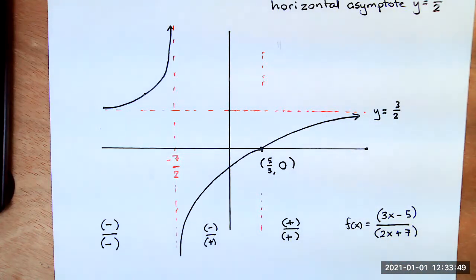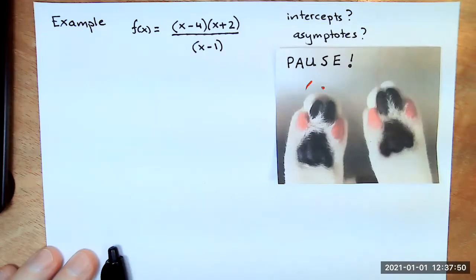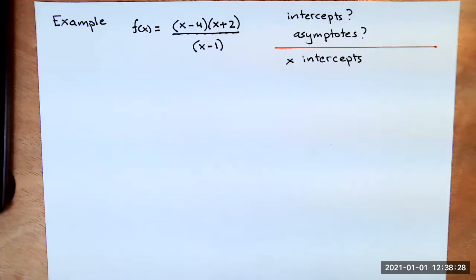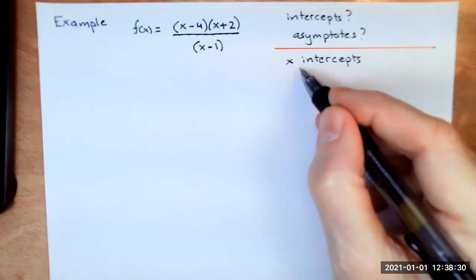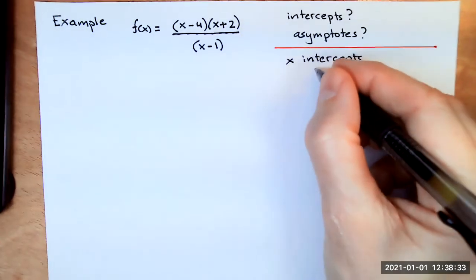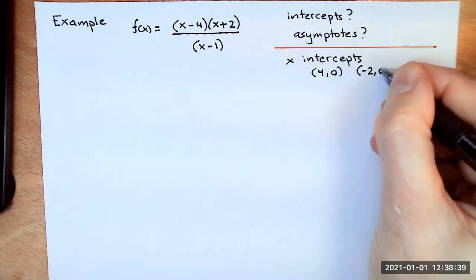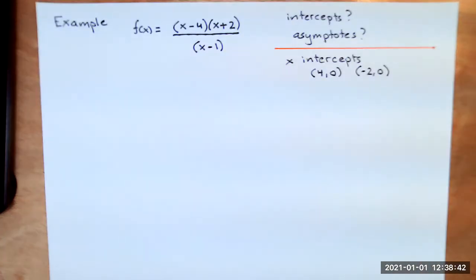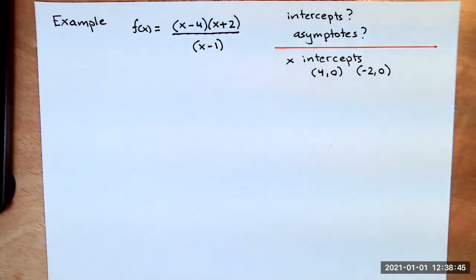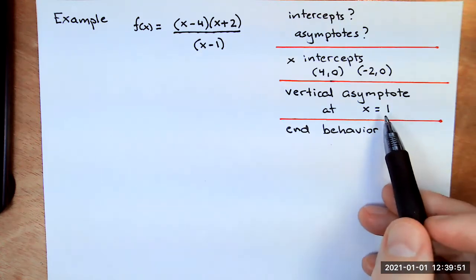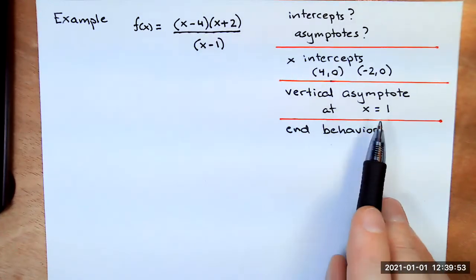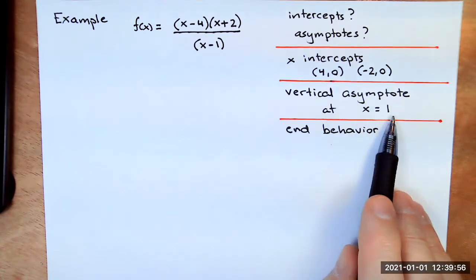All right, let's do another. All right, let's look at this function. Does it have any intercepts? And does it have any asymptotes? All right, if you guessed that it had x-intercepts at 4 and negative 2, you would be correct. Does it have any vertical asymptotes? Right, the denominator is 0 at x equals 1, so it has a vertical asymptote.